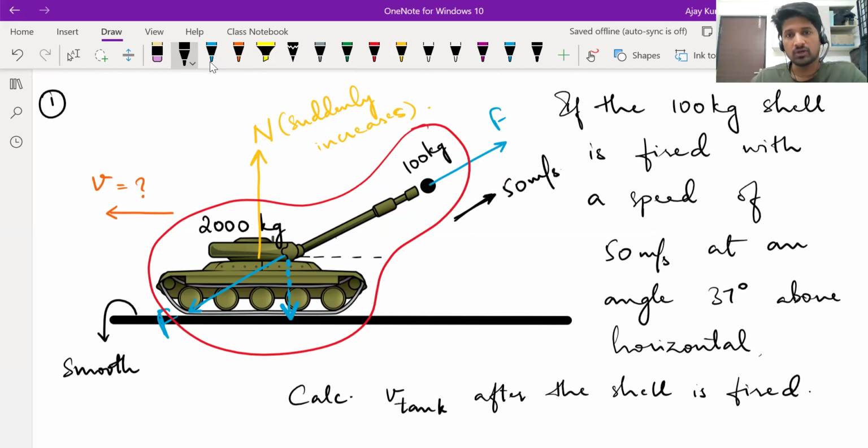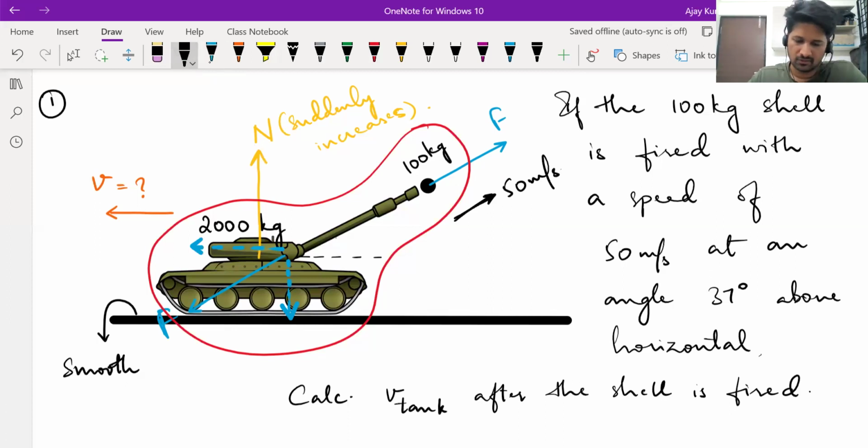Tank can only move towards left. Tank is not restricted to move along the angle at which the force F is acting. Tank cannot move that way. So it moves towards left because of the horizontal component of that force. It gains that velocity. Okay, and that velocity is what we need to calculate. That means we need velocity of tank in the x direction.